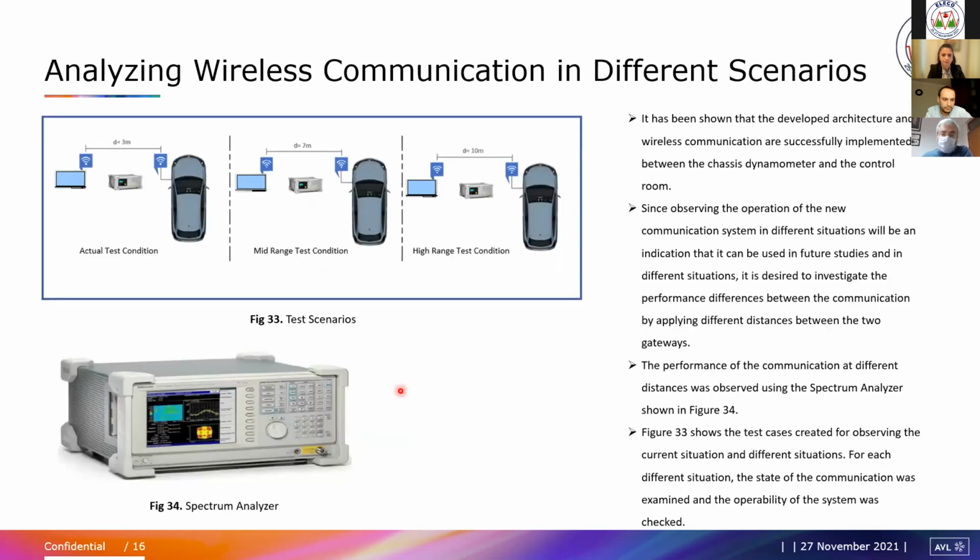We implemented different scenarios to check our methodology across ranges. We have 3 different scenarios: the first one is 3 meters, the second one is 7 meters, and the third one is 10 meters. We use a spectrum analyzer to check the communication quality between the 2 wireless gateways.